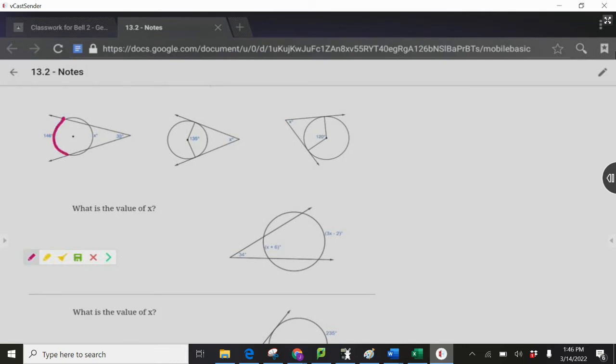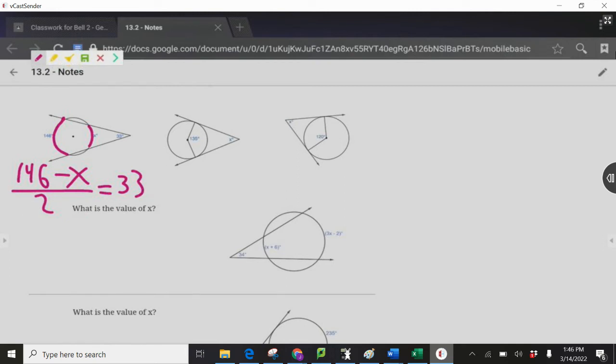On this problem here, major is 146, minus minor is x divided by 2 equals 33. Now, when I get to this point here, it's still the exact same process. I want to get x by itself. This is where our algebra skills start to become a little bit more important. We haven't really had to do much algebra, but I multiply both sides by 2. That'll cancel my fraction out. I'm left with 146 minus x equals 66.